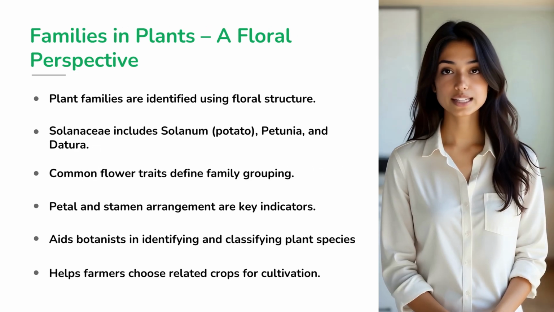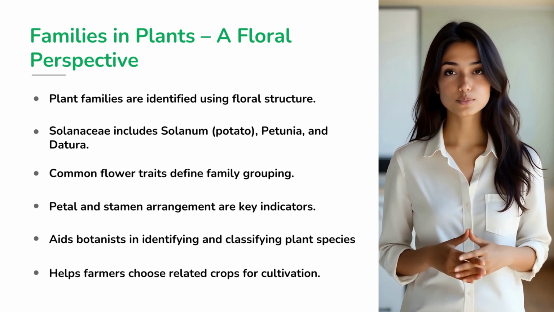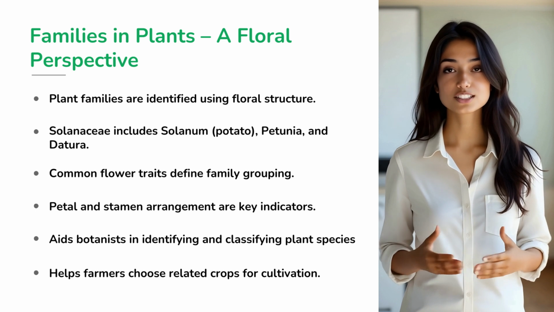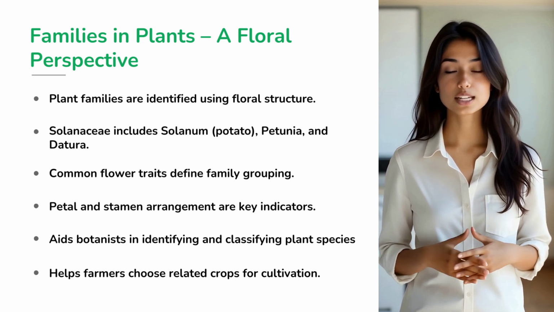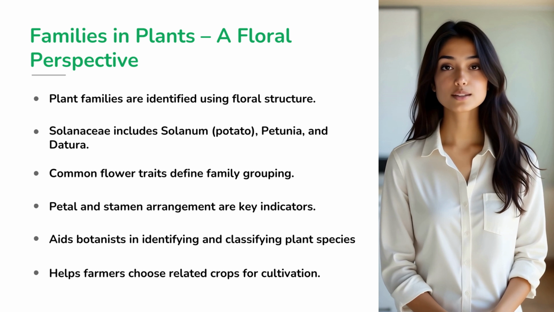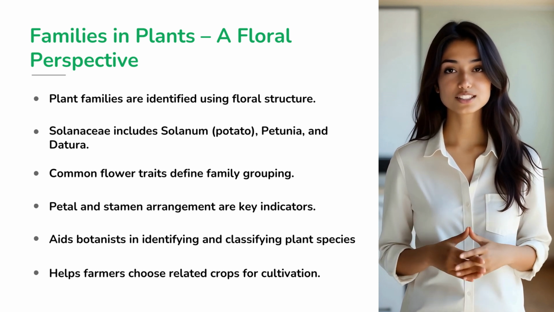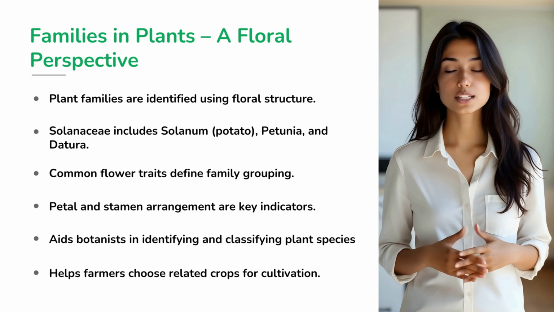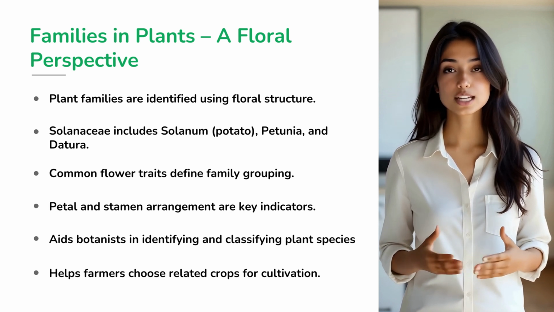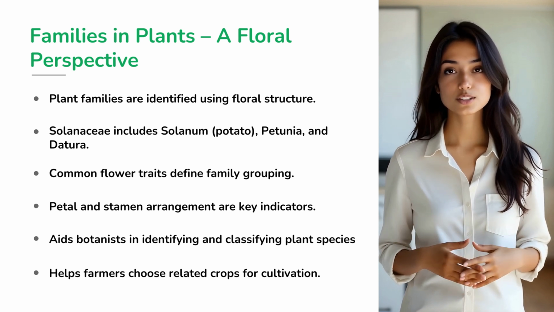In plants, families are often defined by the structure of flowers and reproductive organs. The family Solanaceae, for instance, includes the genus Solanum, potatoes, as well as Petunia and Datura. Even though these plants may look very different in the field or garden, their floral patterns, like petal arrangement and stamen structure, are remarkably similar. Understanding plant families is vital for botanists as it helps group species correctly, and for farmers as it aids in selecting and cultivating related crops.